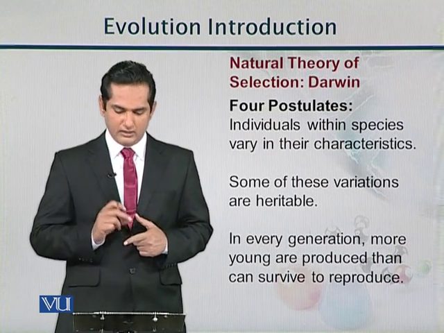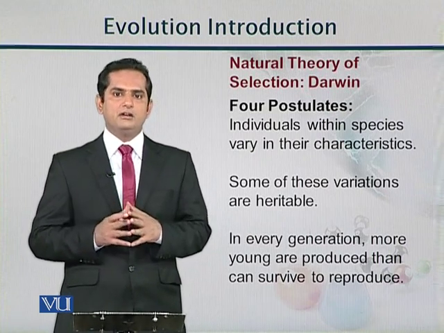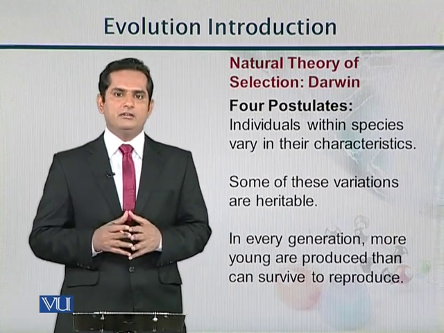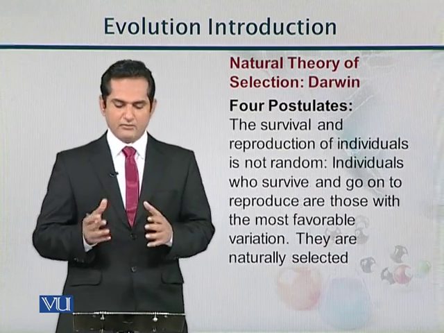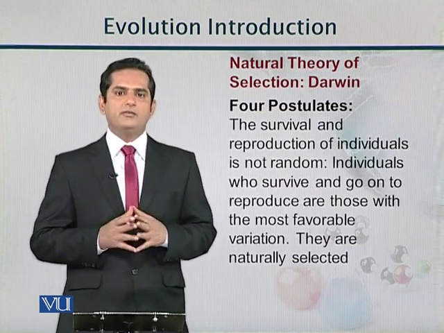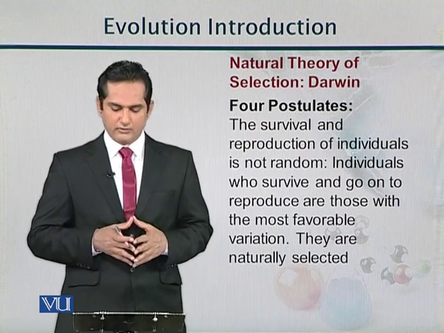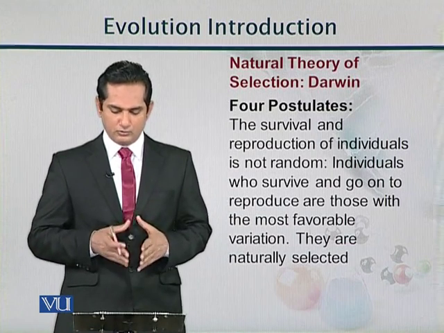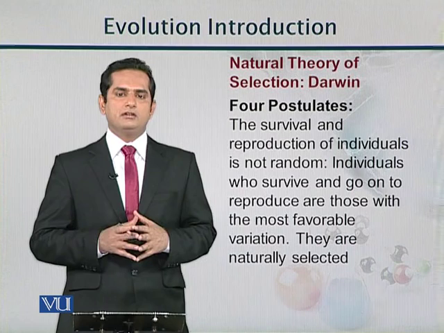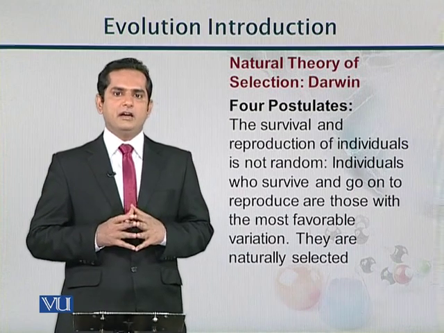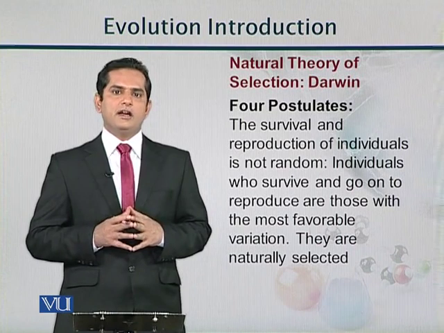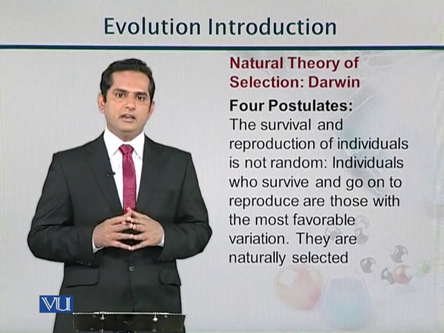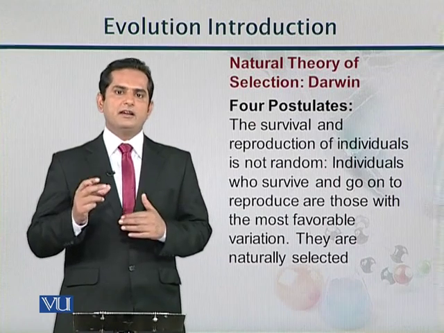And then the third one, in every generation more young are produced, यानी कि जो young लोग जो produce होते हैं या production rate है that is higher than their death rate. And the fourth one is survival of the fittest, that this survival and reproduction of individuals is not random, that individuals who survive and go on to reproduce are those with the most favorable variation. For example, as given by Darwin, the example of a giraffe which had longer necks in the start of time, but with the passage of time, as the heights of trees become lesser, their neck size is also reduced.